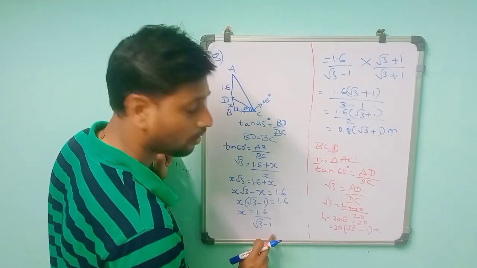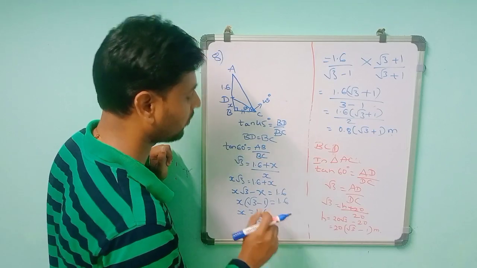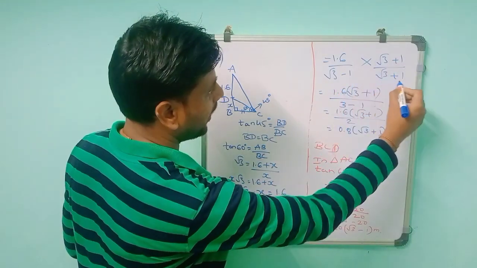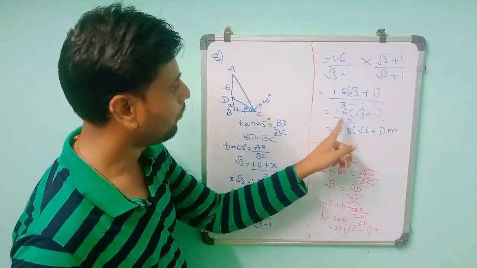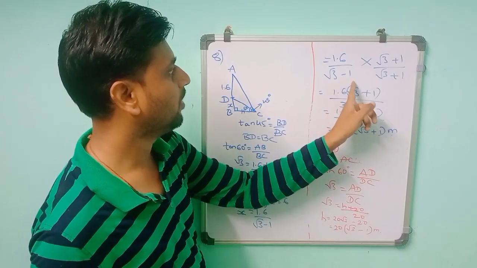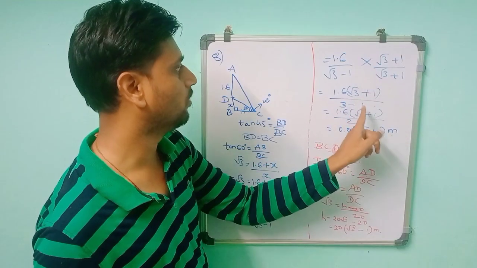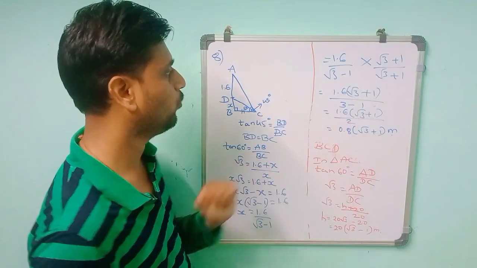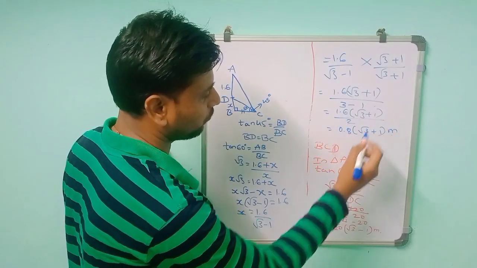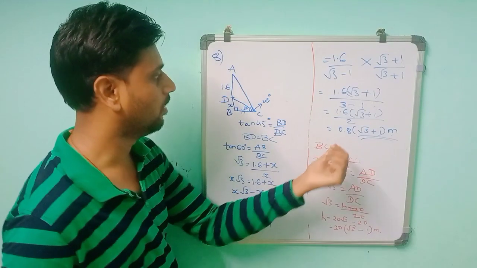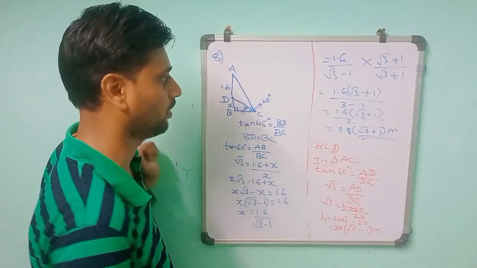How? We have to take the opposite sign of the present value. So root 3 minus 1 means root 3 plus 1, and root 3 plus 1. It will be 1.6 times (root 3 plus 1) over (root 3 plus 1). Then 1.6 into (root 3 plus 1) divided by, this is a minus b, a plus b, so a square minus b square. Root 3 whole square means 3, 1 square means 1, so 3 minus 1 is 2. 1.6 divided by 2: 2 8s are 16, but the point is there, so you have to take the point. So 0.8 into (root 3 plus 1) meter. So the length of the pedestal is 0.8 into (root 3 plus 1) meter.